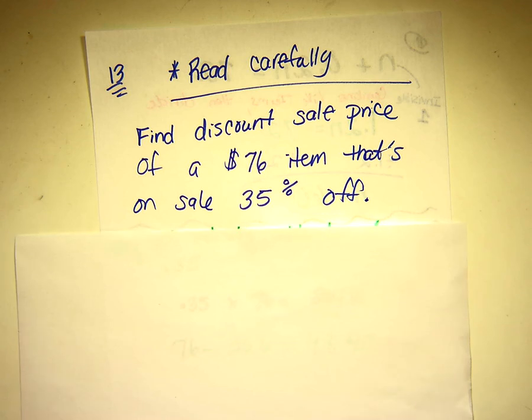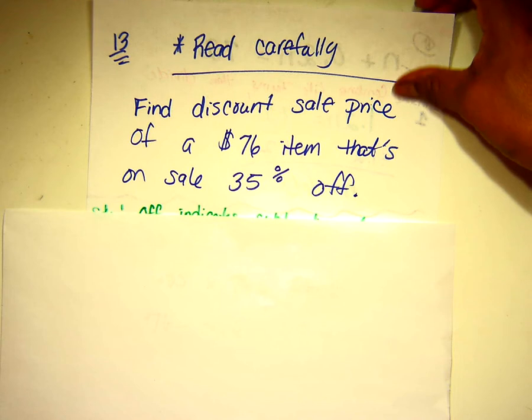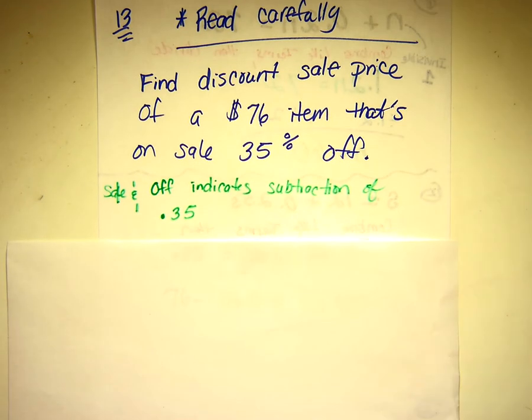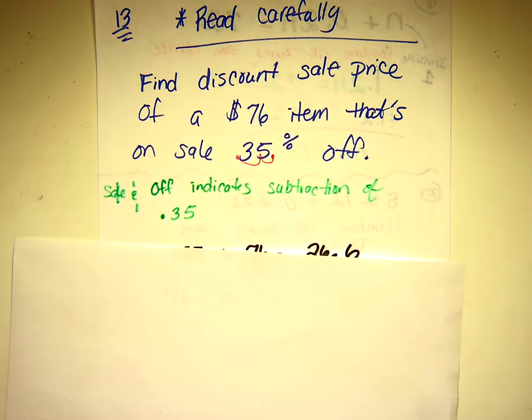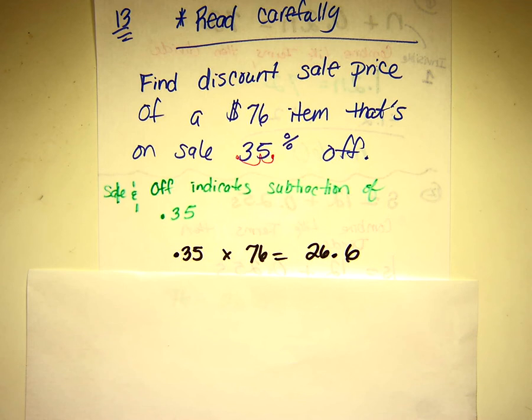Well, when I see the words sale and off, I know it has to be smaller than 76, so that means subtraction. Hopefully you can read the little green writing. That sale and off indicates subtraction of 0.35. Now, where am I getting that 0.35 from? Well, that 0.35 is changing that percent to a decimal. So I moved it 2 places, or your imaginary decimal, 2 places to the left. So here it is, 1, 2. I'm going to multiply 0.35 now times my amount, which was 76.